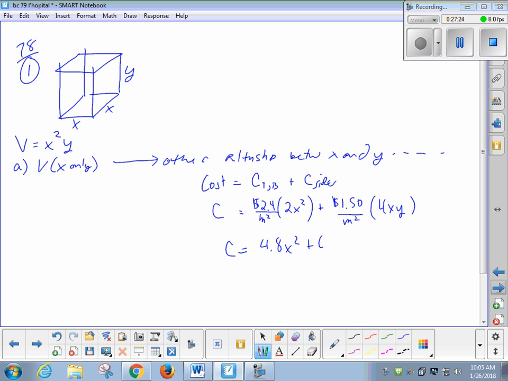4.8x squared plus 6xy. They tell you that the cost can max out at $360. Well, it stands to reason if I want the greatest possible volume, then I'm going to use every cent I can. So I'm going to let that cost be 360, not less than or equal to 360, but 360. Shall I solve that for x or y?